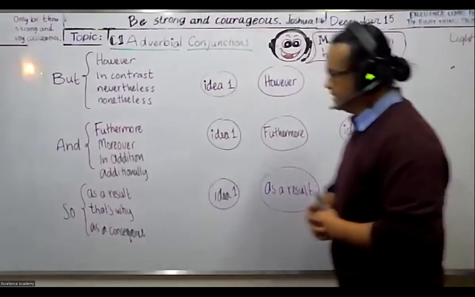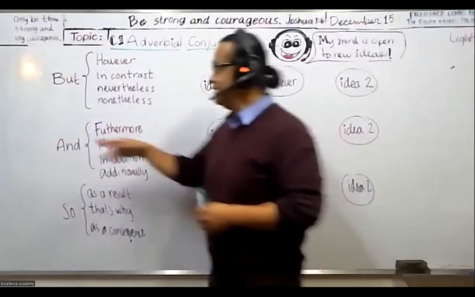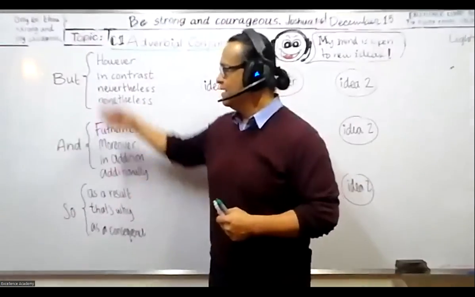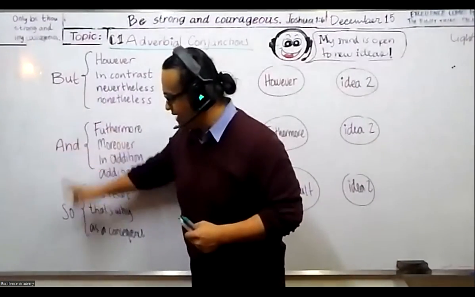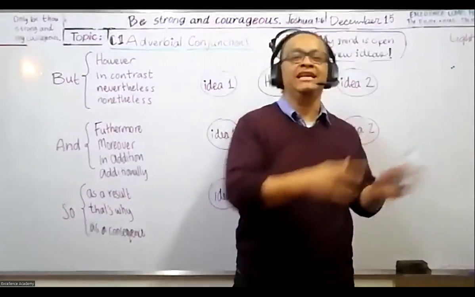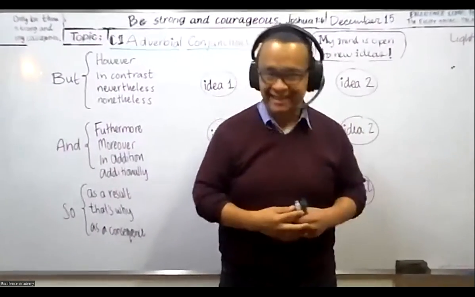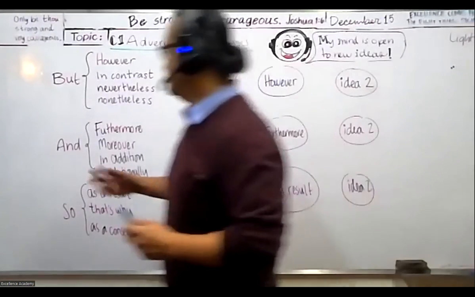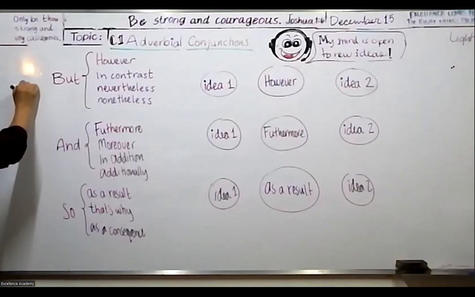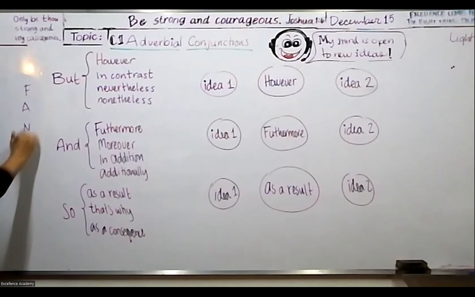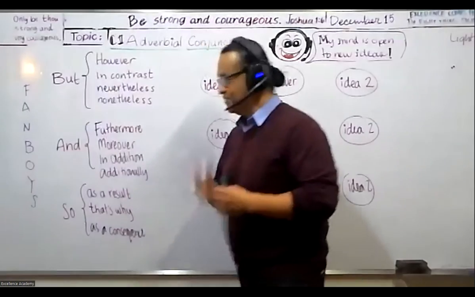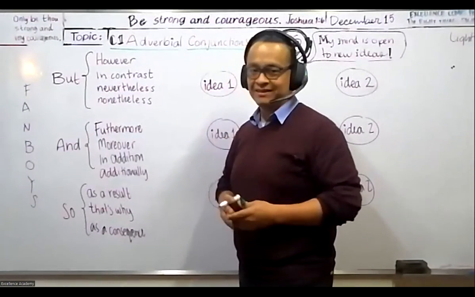So let's begin with the basics. We're going to begin with the basic conjunctions that we are all familiar with, right? We're all familiar with and, but, and so. These are called coordinating conjunctions. They coordinate our ideas. Actually, the coordinating conjunctions stem from the term FANBOYS, right? So we use the phrase FANBOYS to remember the coordinating conjunctions.